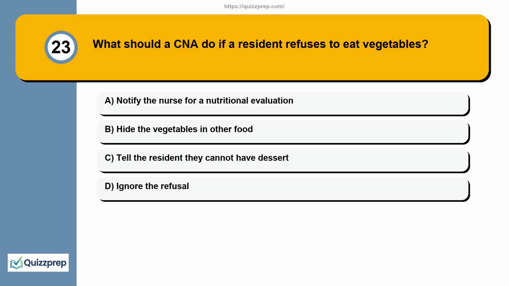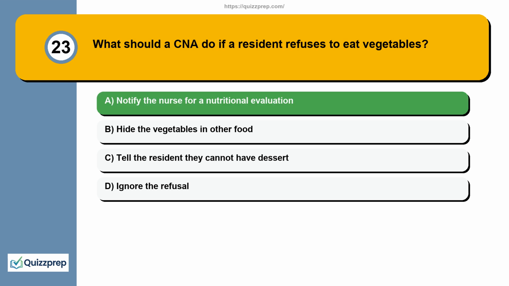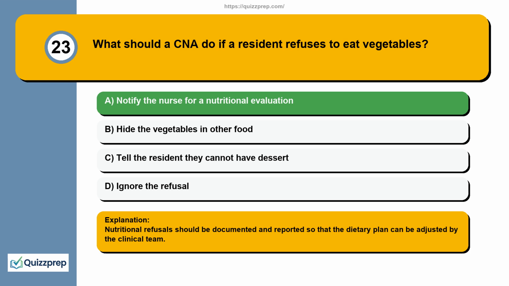Question 23. What should a CNA do if a resident refuses to eat vegetables? Notify the nurse for a nutritional evaluation. Hide the vegetables in other food. Tell the resident they cannot have dessert. Ignore the refusal. Nutritional refusals should be documented and reported so that the dietary plan can be adjusted by the clinical team.